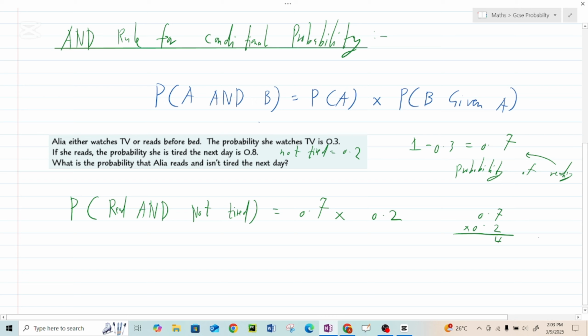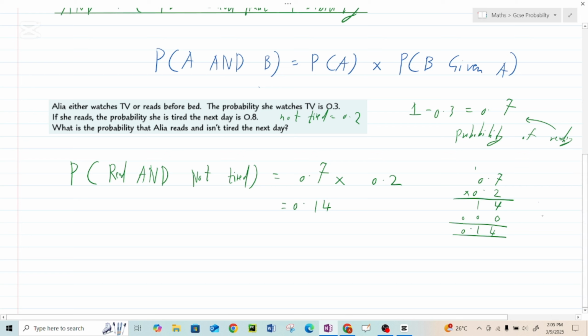7 times 2, 14. You get 4, 1, 2, 0, 1, 0, 0, 0, 0, 1, 4. Then you have 2 decimal places and you get 0.14 as your answer. So that is a probability.